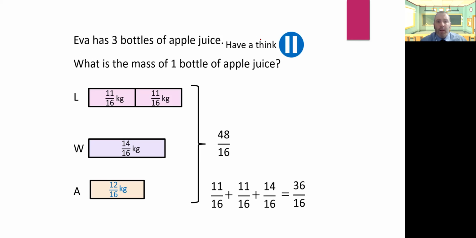So she has 3 bottles of apple juice. So what's the mass of 1 bottle of apple juice? So I need to divide 12 by 3, which means I have 4/16 of a kilogram. So again, as I was saying, I like my fractions in their simplest form. So 4 and 16 are both in the 4 times table. So I can divide this fraction by 4, and I'm left with 1/4 of a kilogram as my answer.